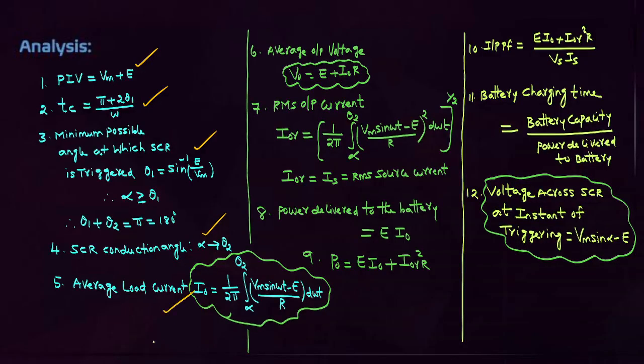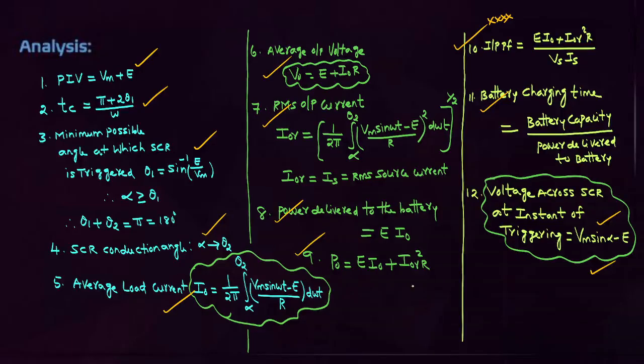Then what is the average load current I0 expression? What is the average output voltage? What is the RMS output current expression? What is the power delivered to the battery? What is the total output power? What is the input power factor? Directly formula also we can expect. What is the battery charging time? Voltage across the SCR at the instant of triggering. If it is not a RE load, if the load does not consist of battery, the formula is Vm sin alpha. If the load consists of battery, Vm sin alpha minus E.